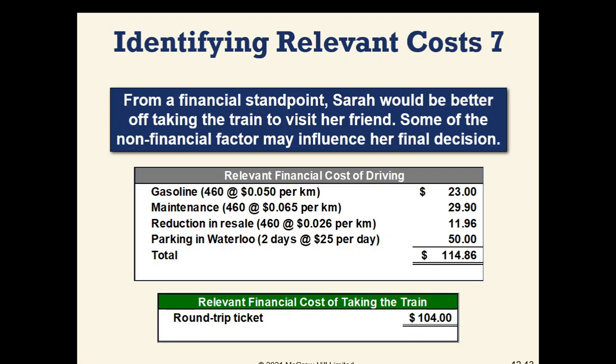So from a financial standpoint, Sarah would be better off taking the train to visit her friend based on the incremental analysis that arises from our relevant factors. Some of the non-financial factors may influence the final decision. So the relevant financial cost of driving is the gasoline, the maintenance, the reduction in resale, and parking in Waterloo, for a total of 114, versus the cost of taking the train, which is 104.